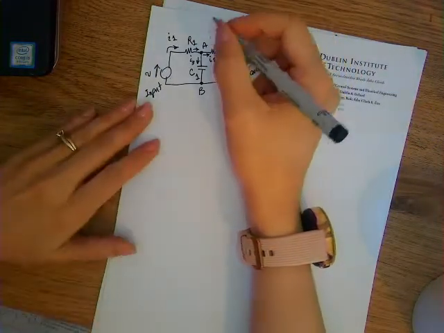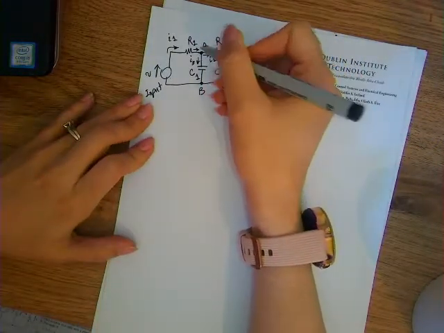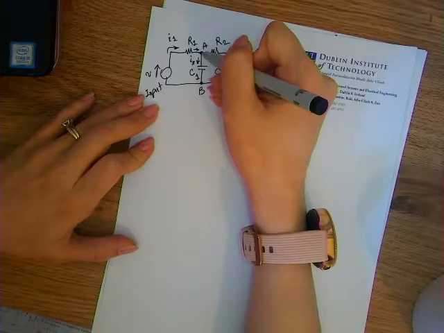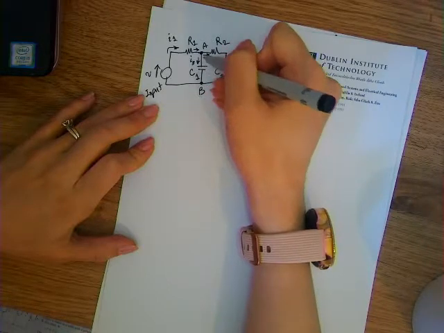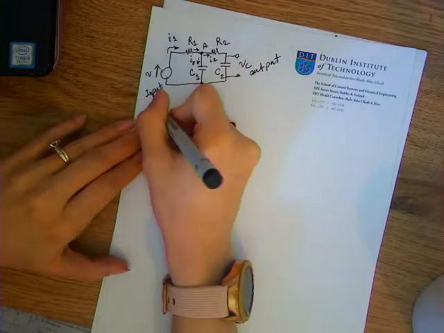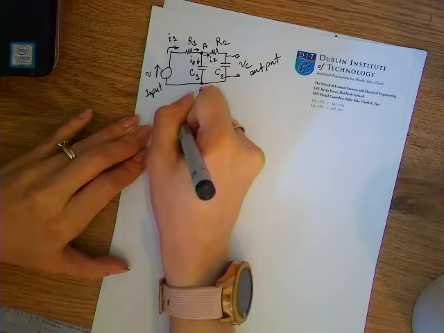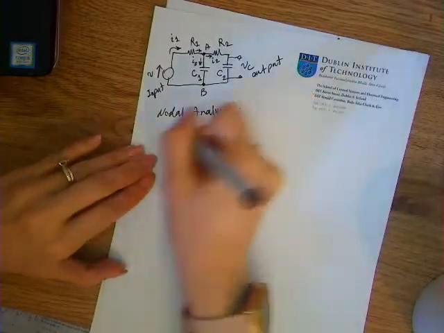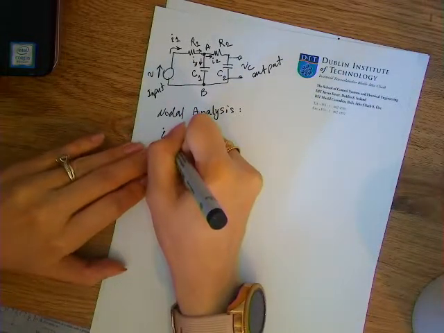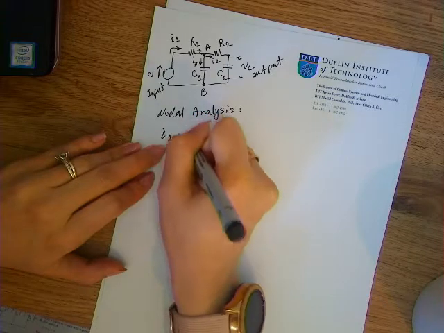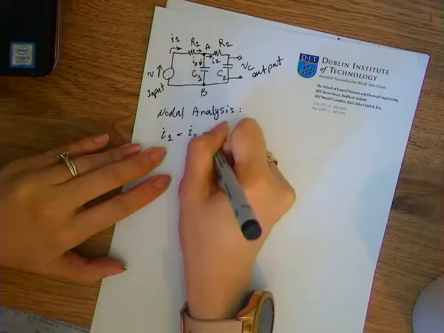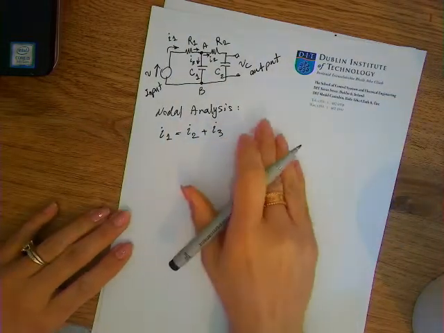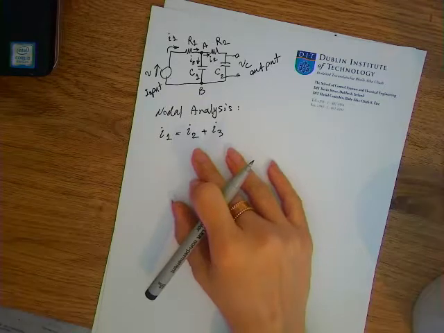So Kirchhoff's first law says that the current that comes inside this node is equal to the current that is going outside. So if I call that nodal analysis, it says that I1 is equal to I2 plus I3. So that will be the initial equation that we would write.